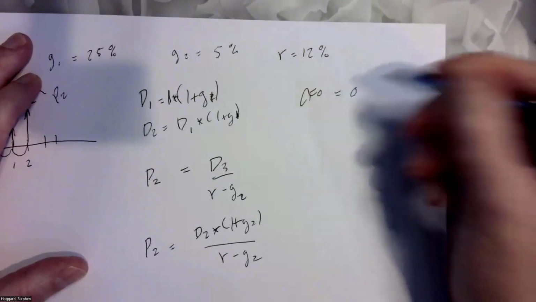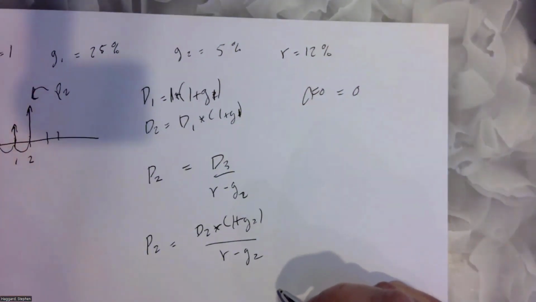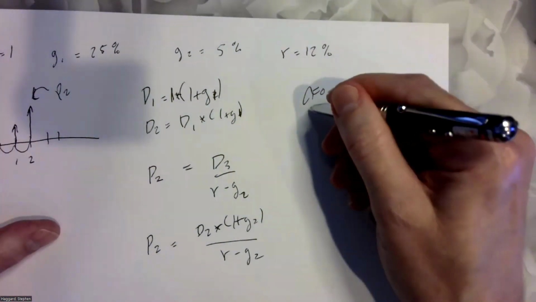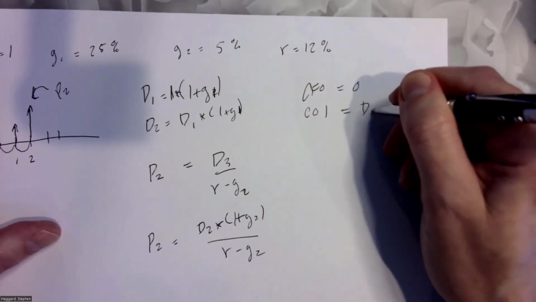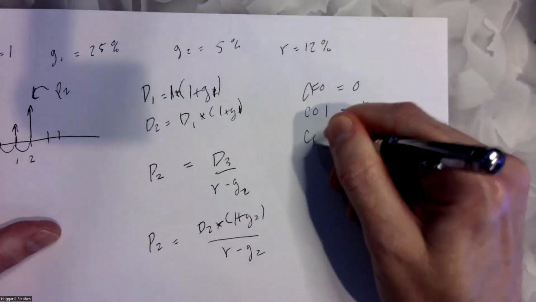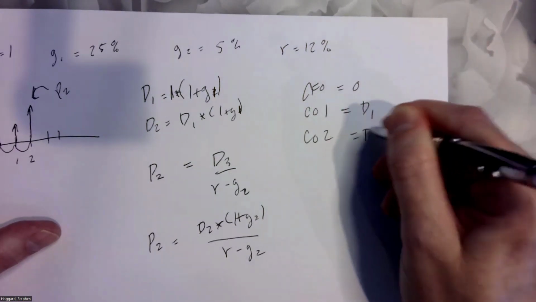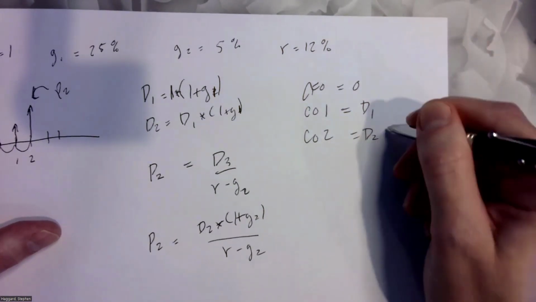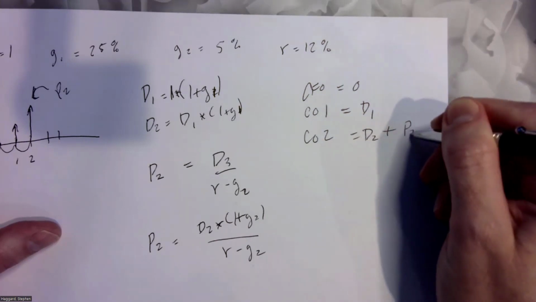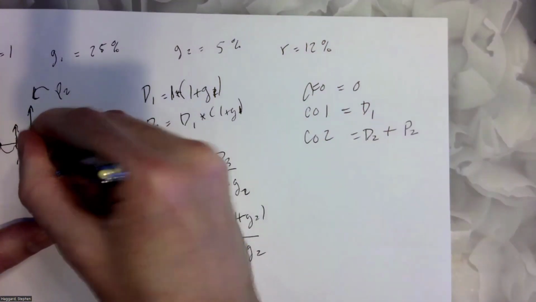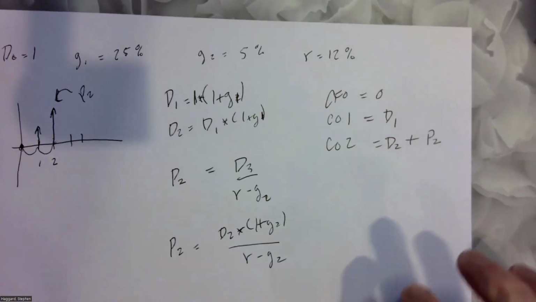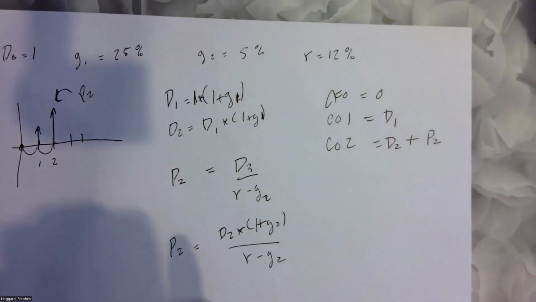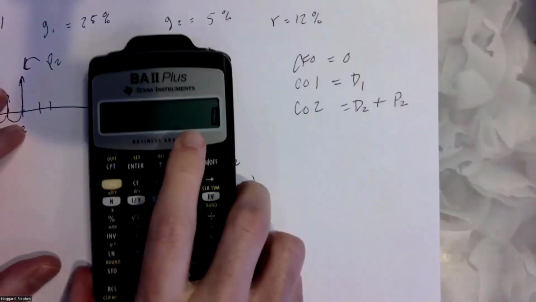And so what I want to do in my calculator is, first of all, recognize that we don't get the year 0 dividend unless they tell us otherwise. C01 is going to be equal to D1. C02 is going to be equal to D2 plus P2, because both of those cash flows happen at the same time. So I want you to go ahead and get your calculator out if you haven't already. Get that thing turned on.